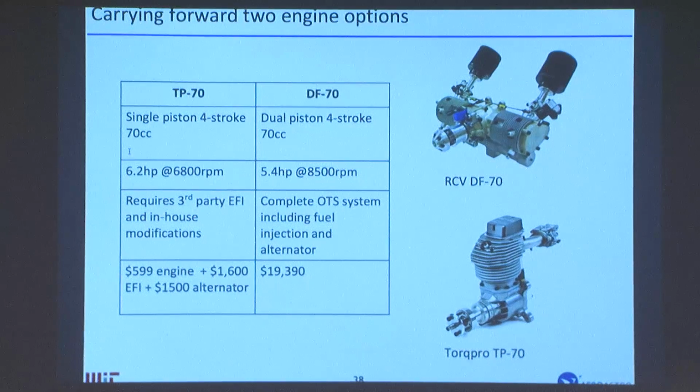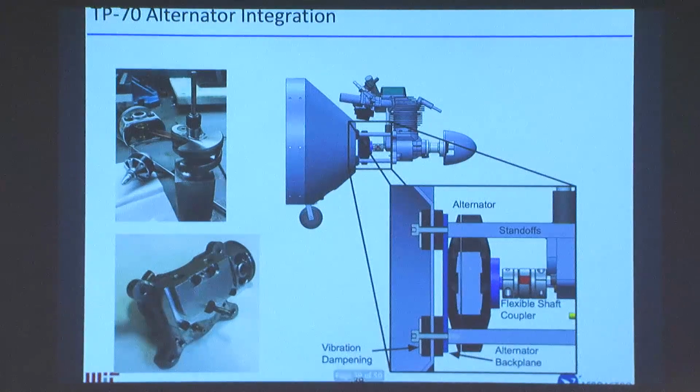And we think if we can get this thing working with our own fuel injection system and alternator, it would allow the whole airplane system to be a lot cheaper, which would be pretty beneficial. We'd like it to be a cheap airplane. But we're carrying both of these forward as potential options. We had to do a lot of work to integrate our own alternator into the TP70.